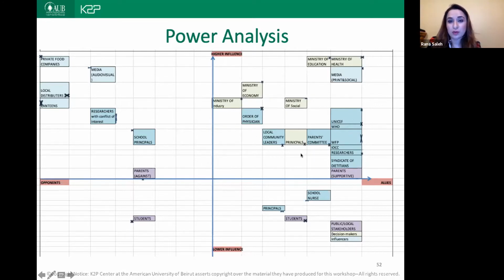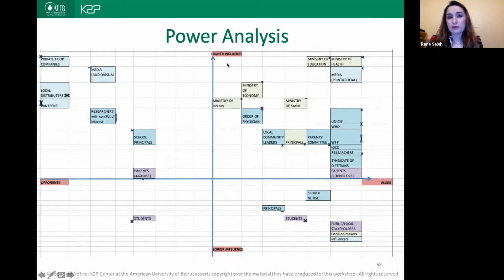So how did we know? We checked media, we checked reports, we checked what is published out there, and we asked around. So it's very important to have connections when you're working on advocacy. We identified that all of these are allies. However, how did we define their influence here? How were we able to choose where they sit in terms of influence or power? Basically, it's based on how powerful they are and how effective they are in changing the policy.